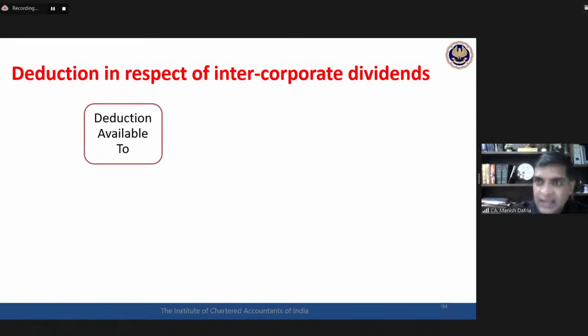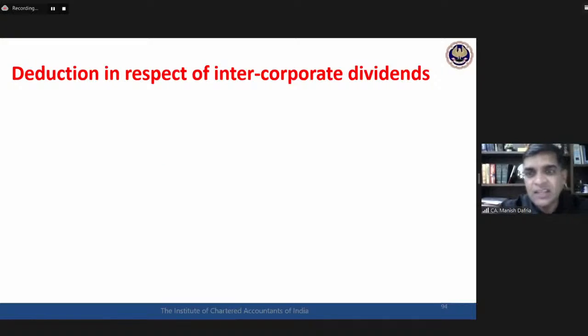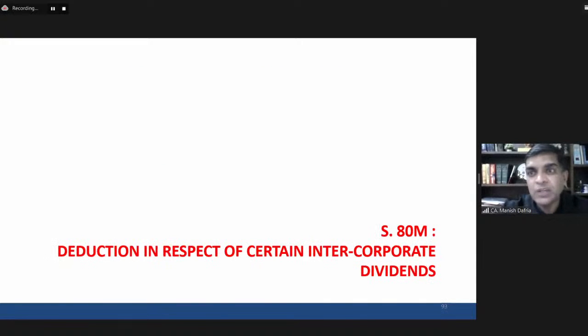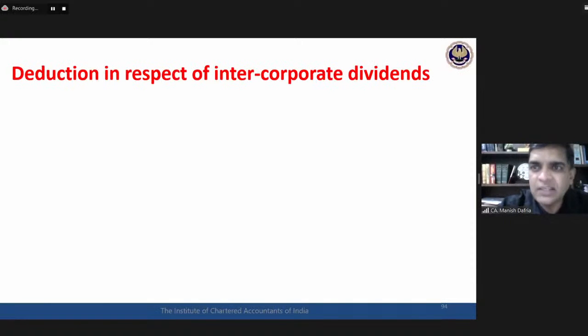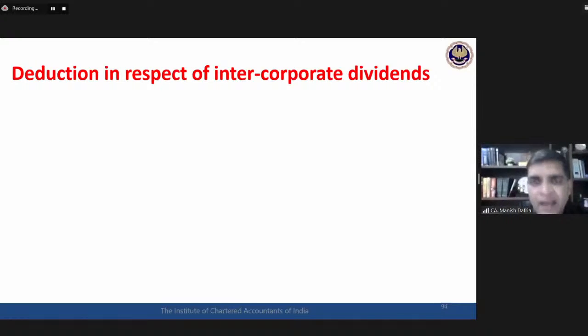So 80M is deduction in respect of intercorporate dividends. The basic idea is this. What are intercorporate dividends? One company receiving dividend from another company. Intercorporate dividend. The dividend payer is obviously a company. The dividend receiver is also a company. So why is this whole discussion important, what help would this discussion give you?